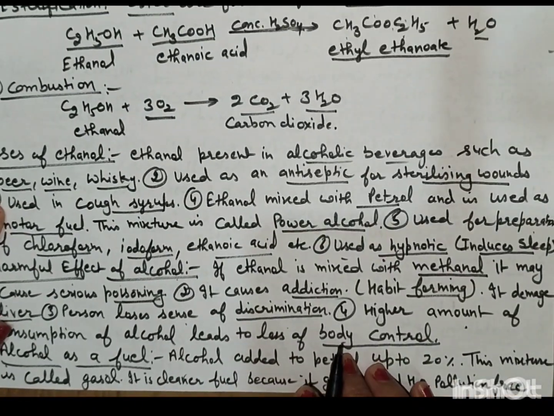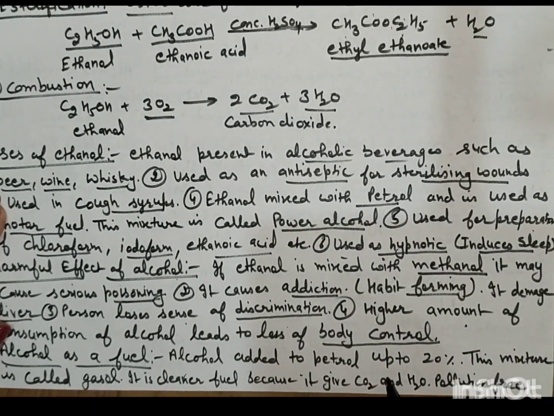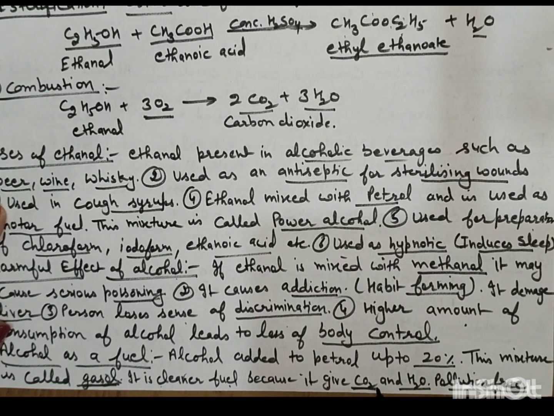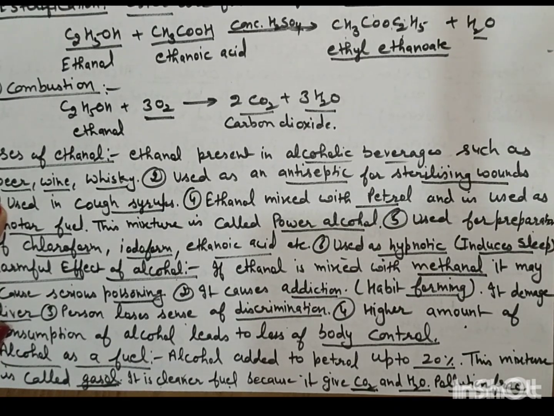Alcohol as a fuel. Alcohol is added to petrol up to 20%. This mixture is called gasohol. It is a cleaner fuel because it gives CO2 and H2O. It is pollution free. No pollution is caused by gasohol. It completely burns and gives rise to carbon dioxide and water.